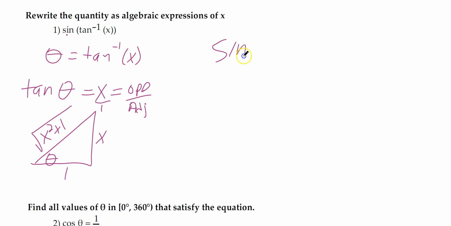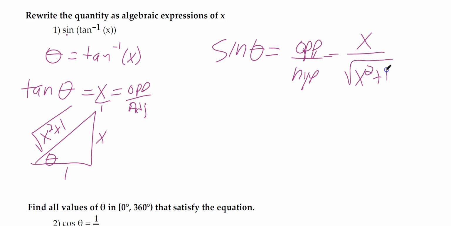We want sine of theta, which is opposite over hypotenuse. From theta's perspective, the opposite is x, and the hypotenuse is square root of x squared plus 1. Now if you look at this expression, it's add, subtract, multiply, divide, square root, squares, fractions. This is all algebraic. This is what is meant by rewrite the quantity as algebraic expressions of x. All right, let's move on to the next one.